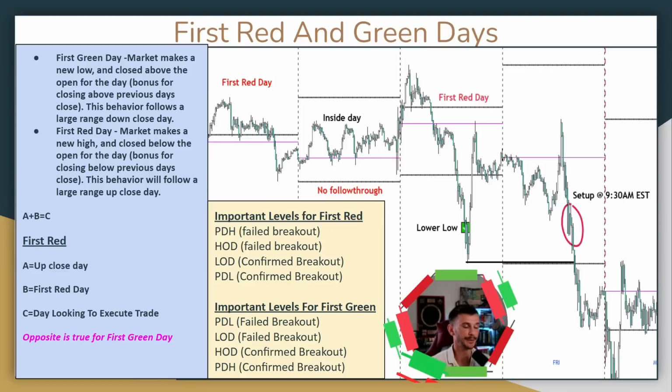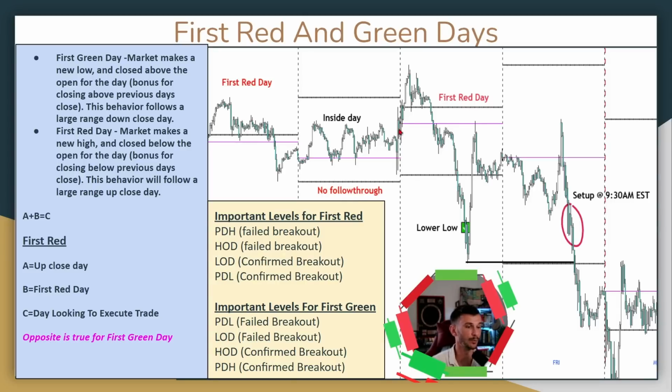Now, I have included this slide because this one was not perfect. It was a first red day that did not follow through on the next day. We didn't trigger the previous day's low. We actually just got an inside day. Okay, we had a day that opened, attempted to go higher, and then closed below the open for that day, as well as the previous day's close, which is great. But there was no follow through on the next day.